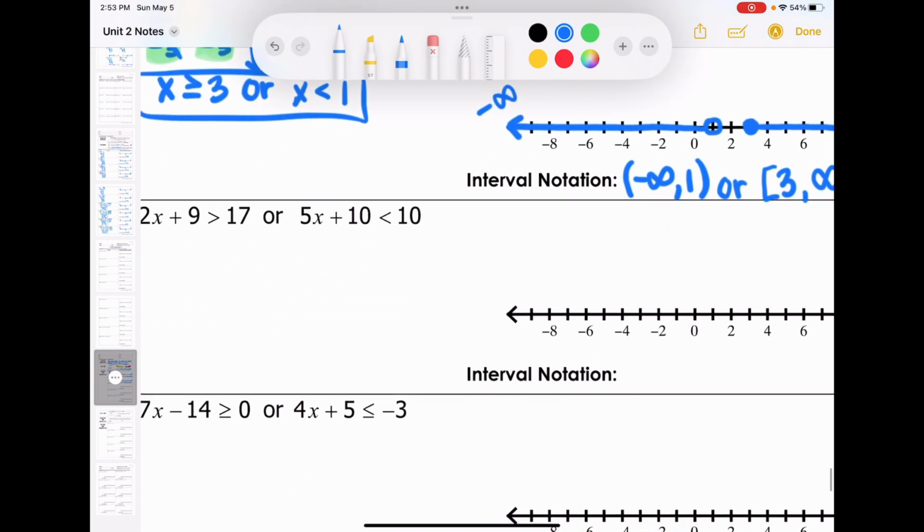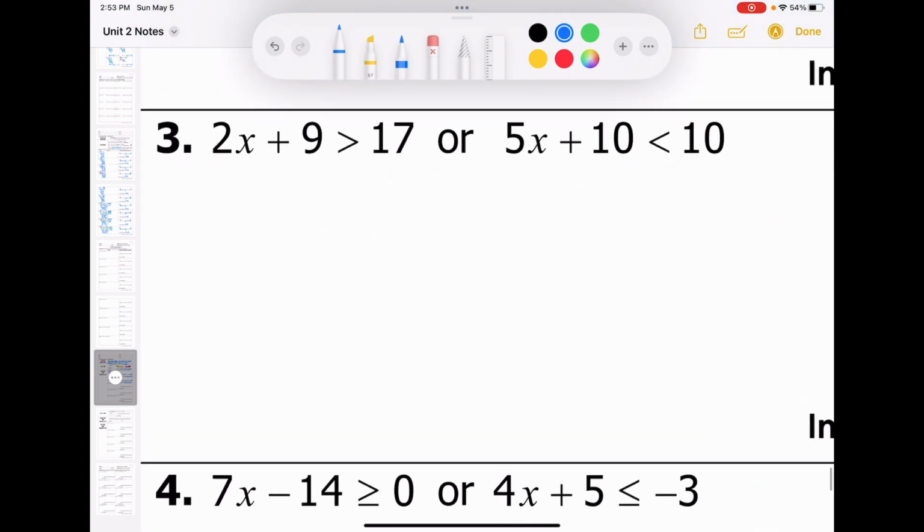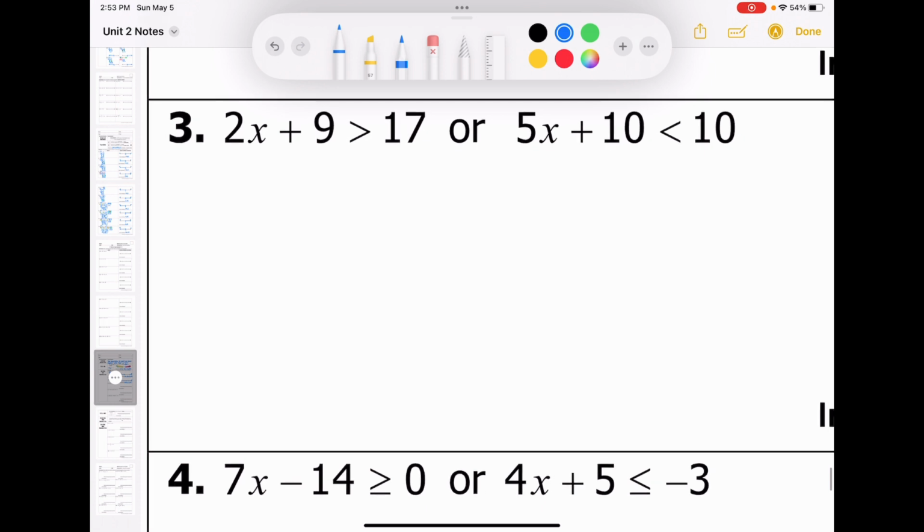All right, number 3. 2x plus 9 is greater than 17, or 5x plus 10 is less than 10. So the first thing I need to do is solve these equations. So looking at the first one, I need to get that 2x by itself, so I need to move that positive 9 to the other side. So I'm going to subtract 9 from both sides.